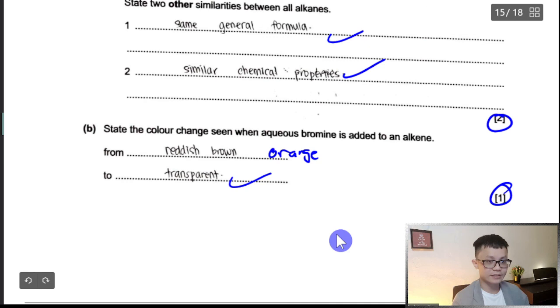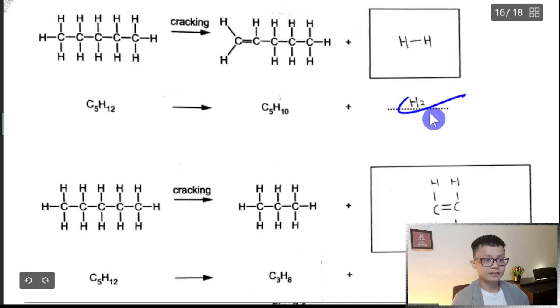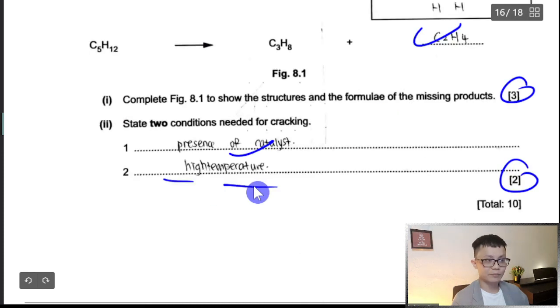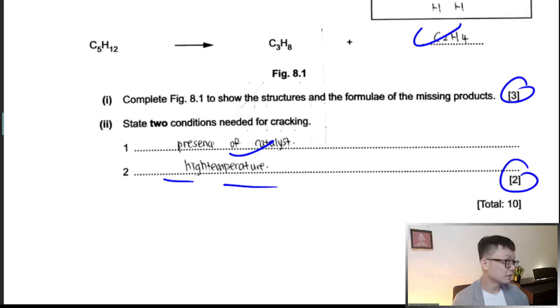So this one you are correct, you get hydrogen gas and you get C2H4. You got 3 marks for this one. State 2 conditions: presence of catalyst and high temperature. High temperature should be spelled differently but it's still correct, so I just give 2 marks. Or maybe you want to put high pressure, also can.